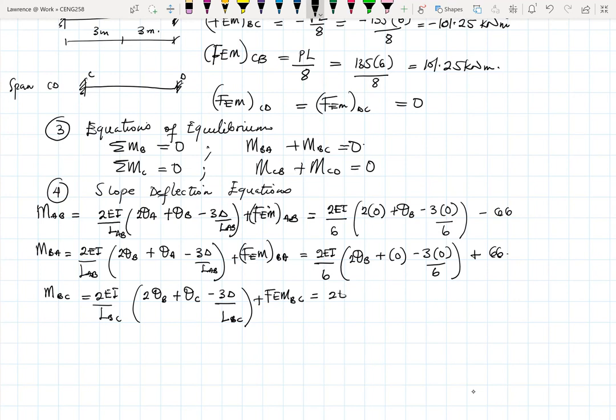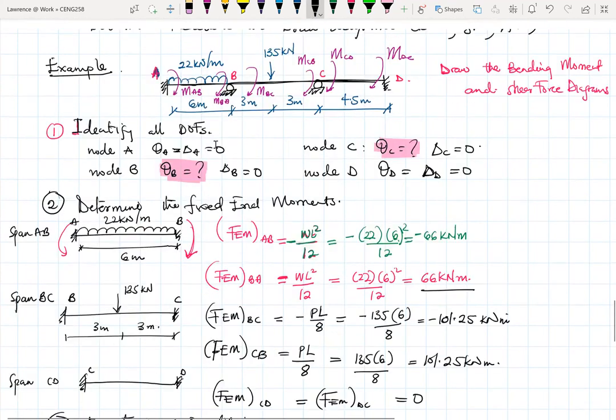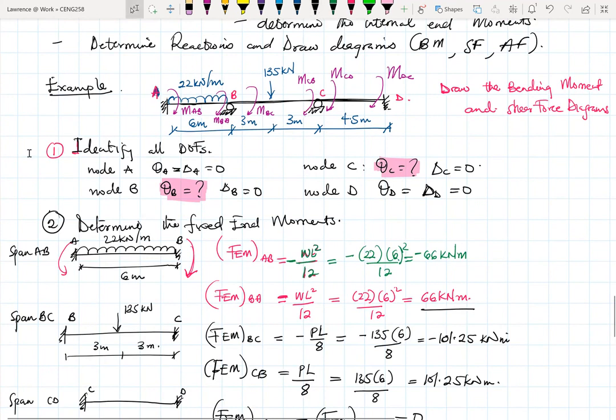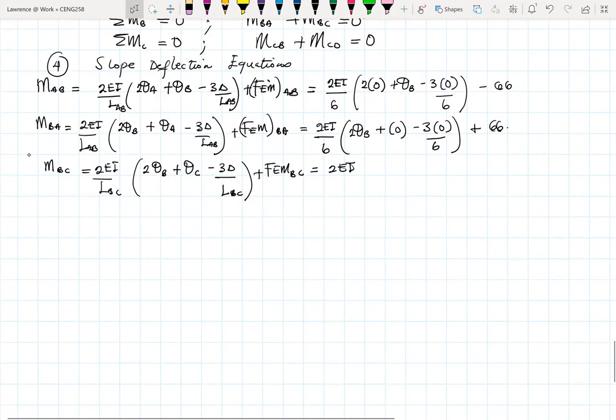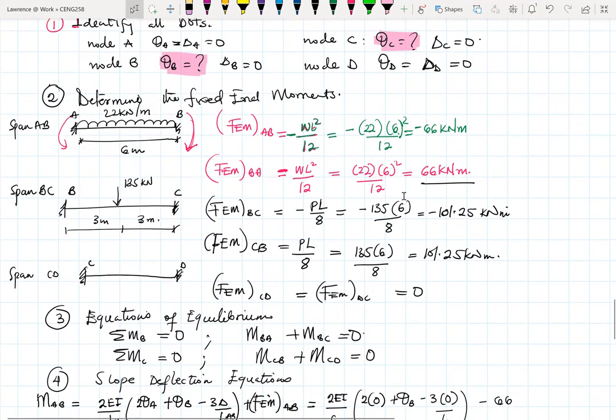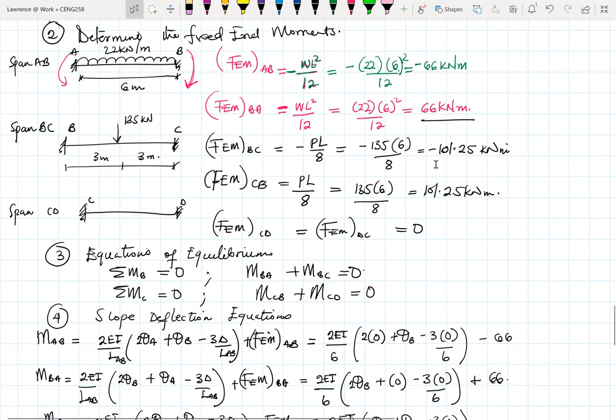So this again becomes 2EI. The length of span BC happens to also be 6 meters. This can change, but in this case, it's also 6 meters. So divided by 6. Then we have 2 theta B plus theta C, because theta C is not 0. Then minus 3 times 0 over 6. The fixed end moment at BC was given as minus 101.25. So right here, minus 101.25.